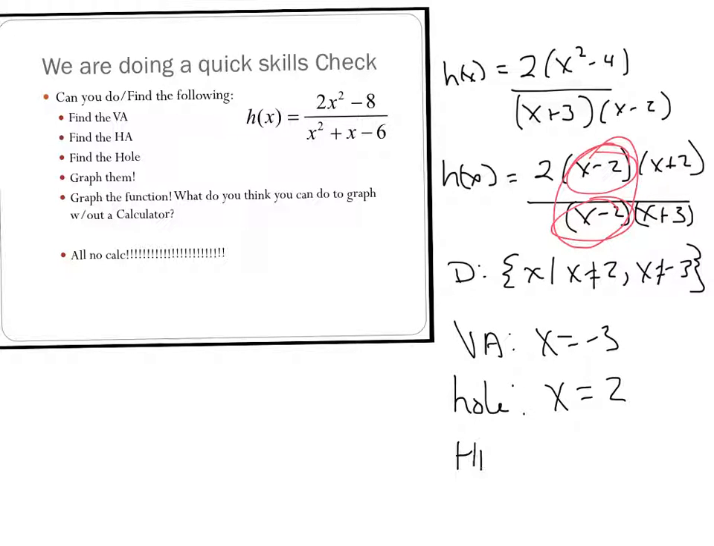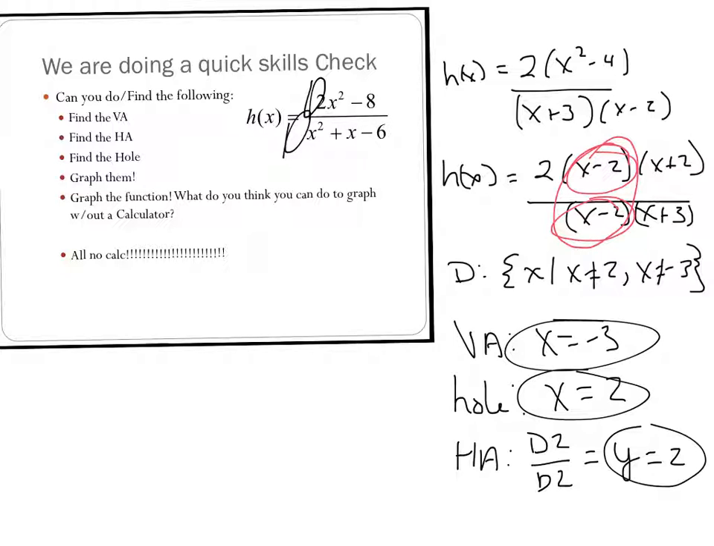The horizontal asymptote: we have degree 2 over degree 2, which is same over same. So that means I take the leading coefficients. I'm actually going to look at the original problem, and I have a 2 here and a 1 here. So the horizontal asymptote is at y is equal to 2. So these are all the pieces that I need, and now I'm going to go ahead and graph them.